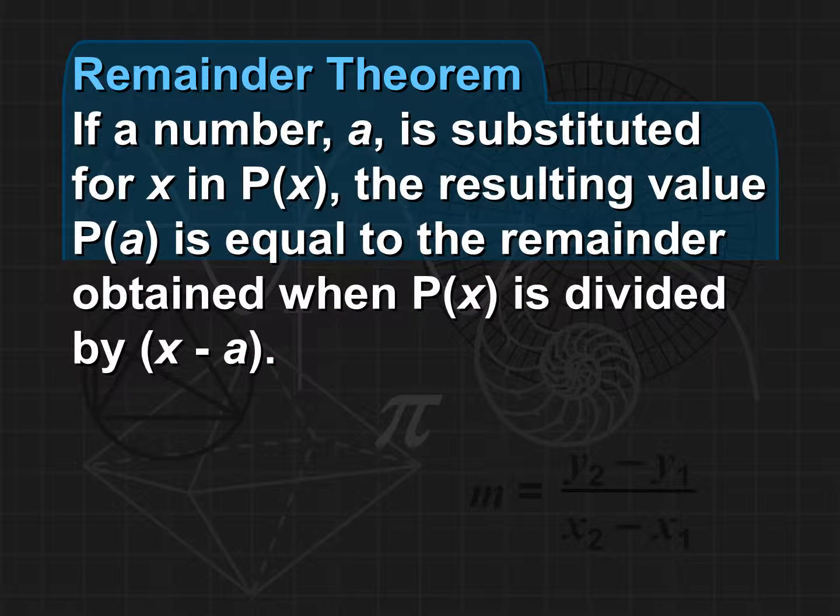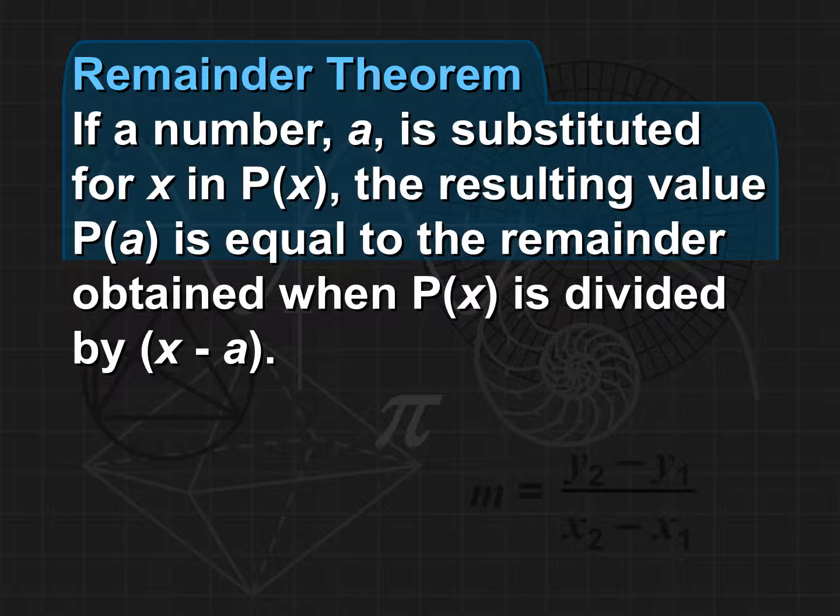So let's talk about a theorem called the remainder theorem. The remainder theorem says that if a number a is substituted for x in p of x, the resulting value p of a is equal to the remainder obtained when p of x is divided by x minus a.